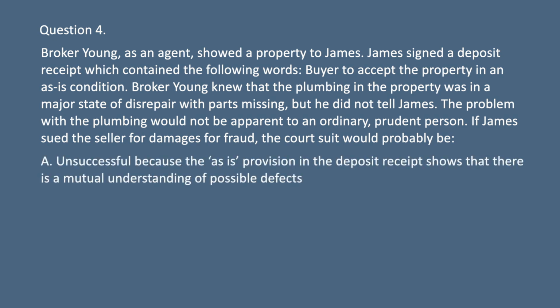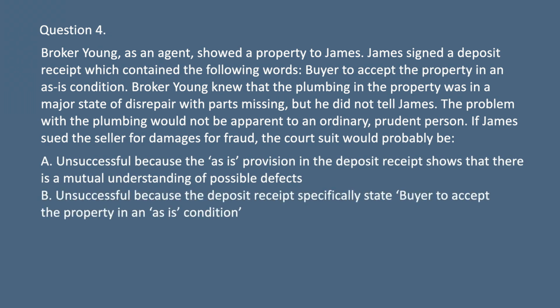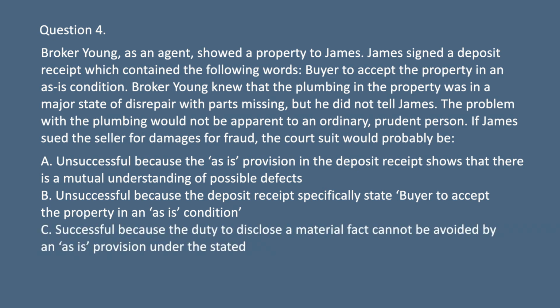A. Unsuccessful because the as-is provision in the deposit receipt shows that there is a mutual understanding of possible defects. B. Unsuccessful because the deposit receipt specifically states buyer to accept the property in an as-is condition. C. Successful because the duty to disclose a material fact cannot be avoided by an as-is provision under the stated circumstances. D. Successful because as-is refers only to obvious defects.